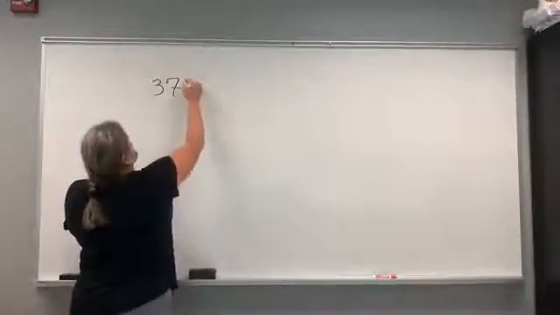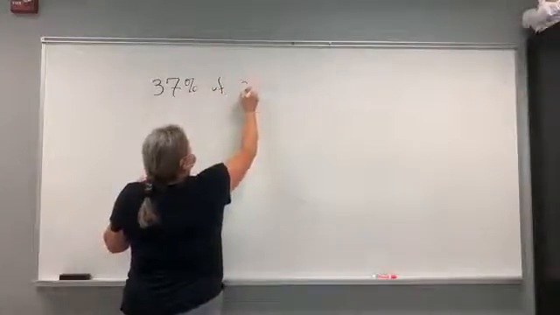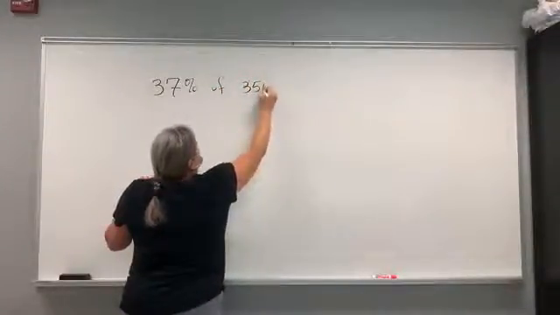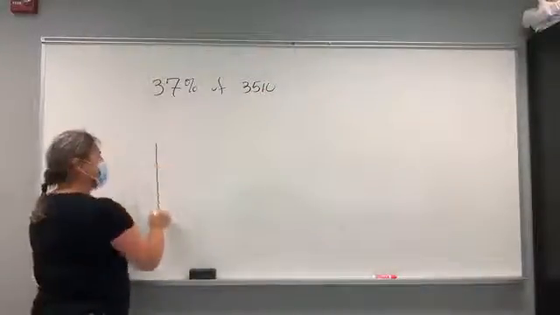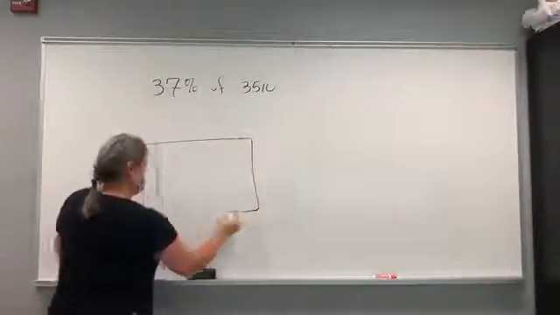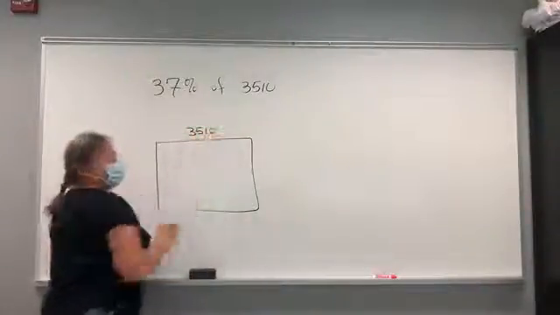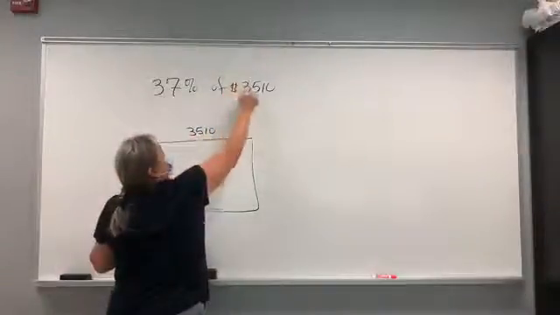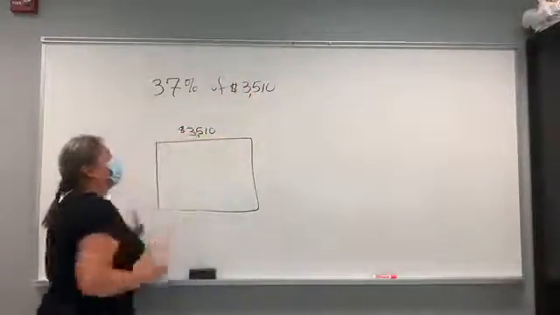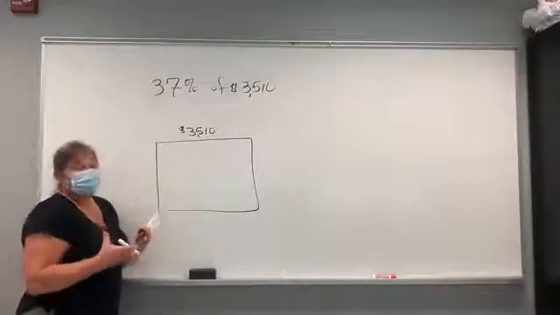All right, so we want to know 37% of, let's say, 3,510. So what does that mean? That means we have this chunk, this whole thing that has 3,510. So it's worth 3,510. Let's make it dollars, just so we have a unit. All right. So now, again, we can figure out all different kinds of things.